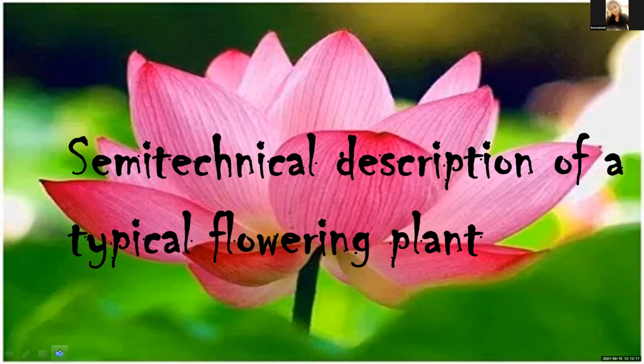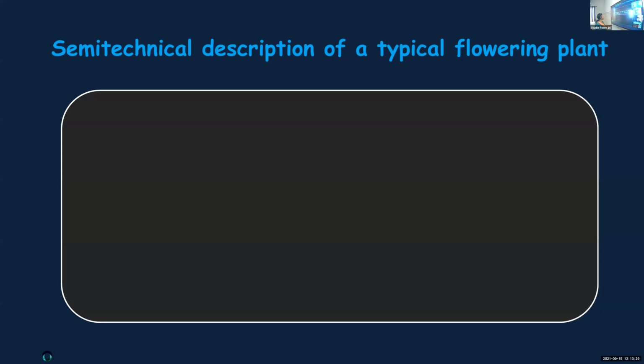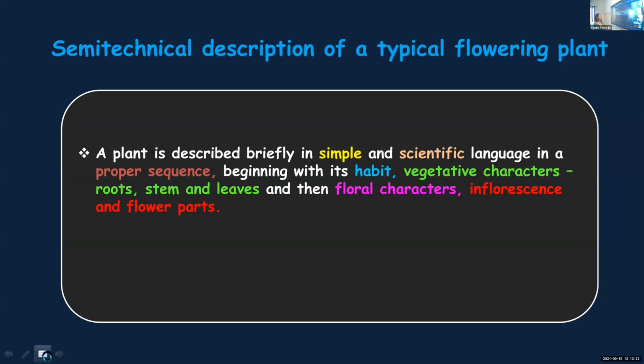Semi-technical description of a typical flowering plant. So how can we describe a flowering plant semi-technically? We'll see the different symbols used to represent different characteristics. A plant is described briefly in simple and scientific language in a proper sequence, beginning with its habit, vegetative characters, roots, stem, leaves, then the floral characters, inflorescence, and floral parts.